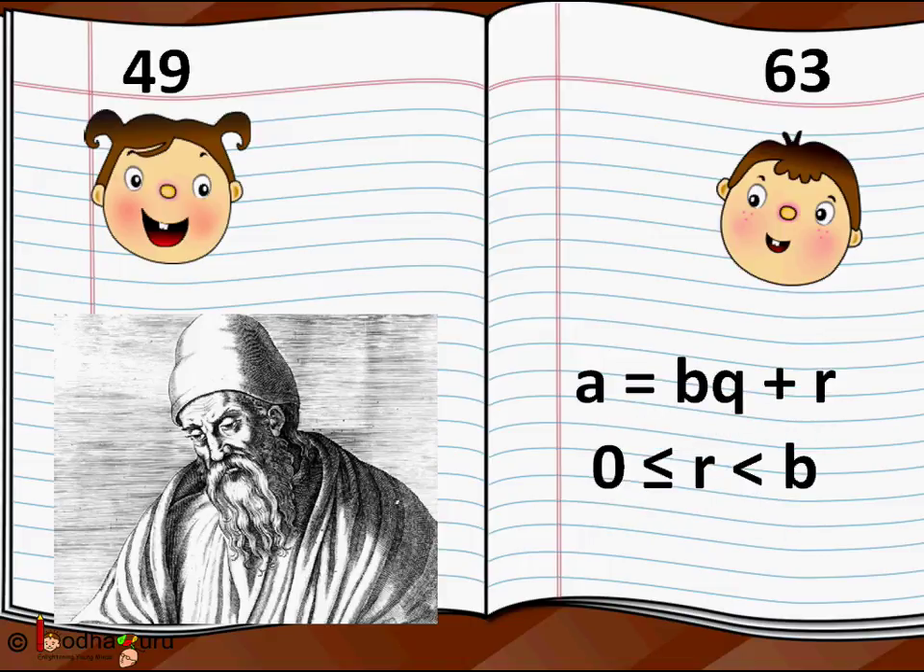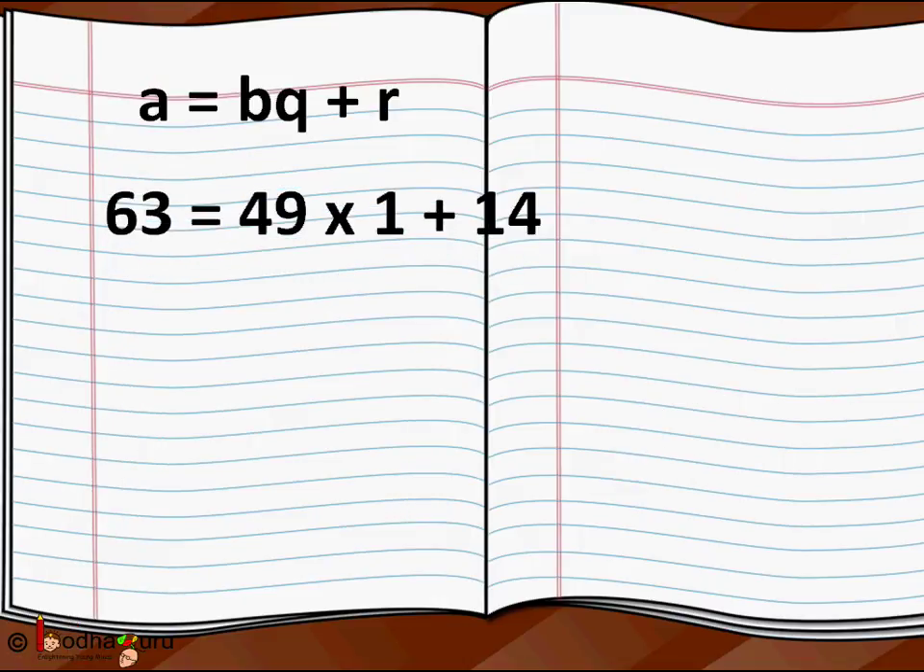How do we do this? We learned in our previous video about Euclid's division lemma. Let's put 63 and 49, which are the questions given, in Euclid's division lemma. So let's do 63 divided by 49. We'll get 63 is equal to 49 into 1 plus 14. That is, if we divide 63 by 49, we get 1 as the quotient and 14 as the remainder.